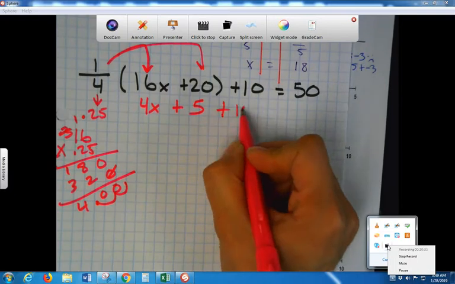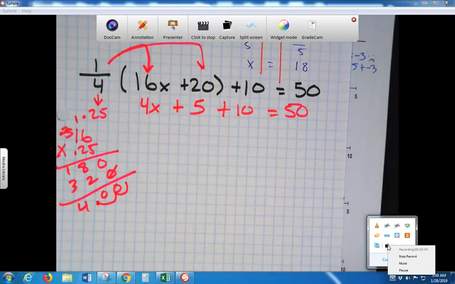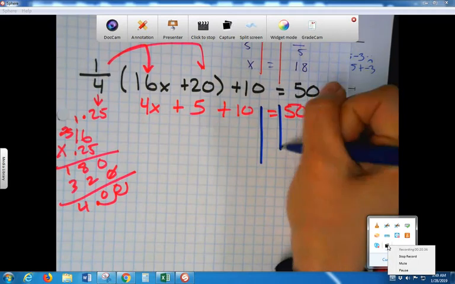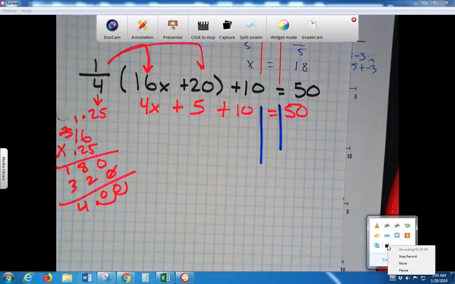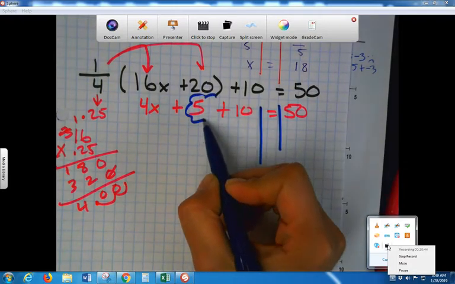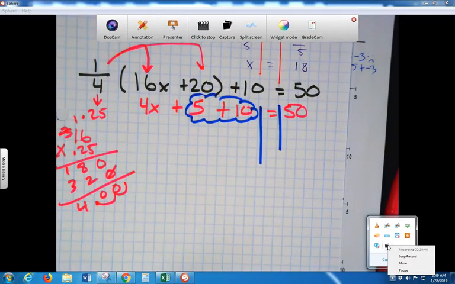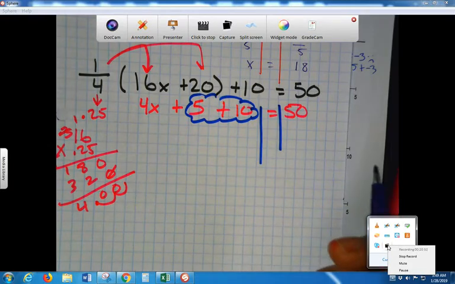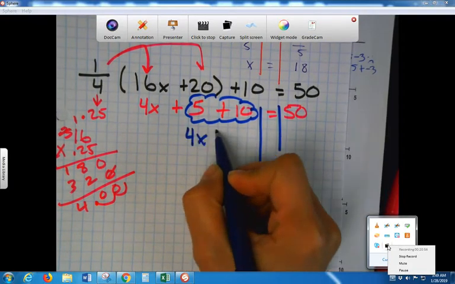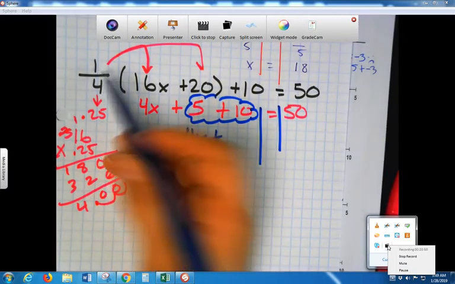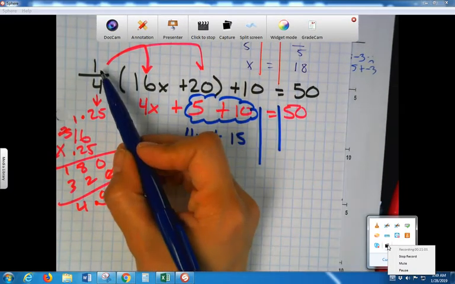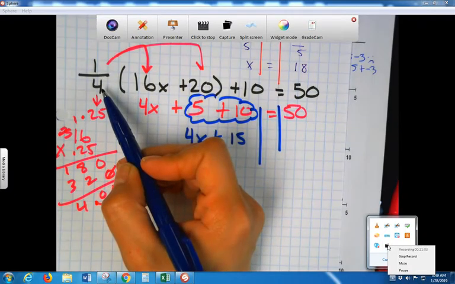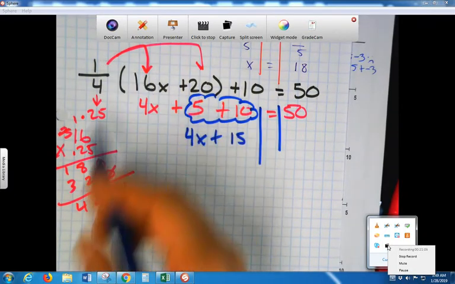Plus 10 is equal to 50. All right. It's going to be a decimal. It's okay. What are you going to do? Add the 10 and the 5 right here. What do you get? If this number is a 1, then yes, you're dividing by 4. But if it's not a 1, that's a whole different problem.